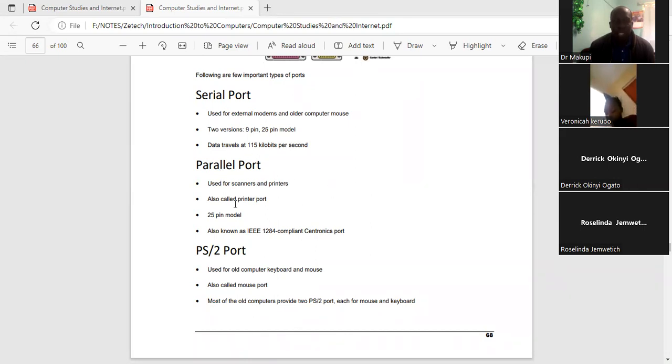So the parallel port is used for scanners and printers, sometimes known as the printer port, and it's a 25-pin model, also known as IEEE 1284 compliant Centronics port. Want to talk about this IEEE? IEEE is the Institute of Electrical and Electronics Engineers. It is one of the bodies which govern these electronic components and even devices.